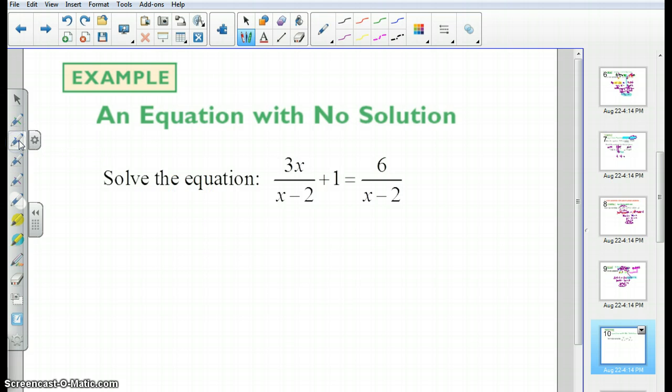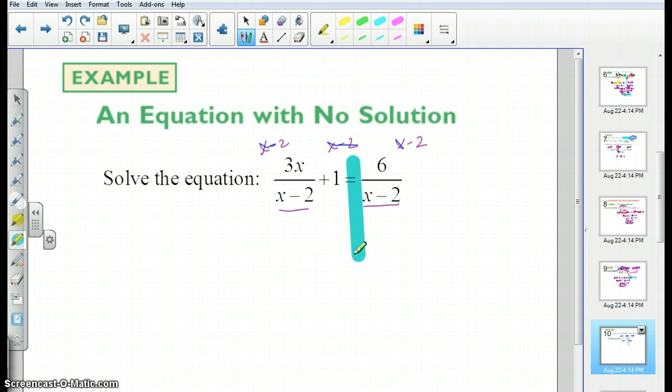The common denominator this time is x minus 2. So I'm going to multiply again every term by x minus 2. Again, it looks like I multiplied the left side twice and the right side once, but I did not. I just multiplied both sides and then distributed to every term.